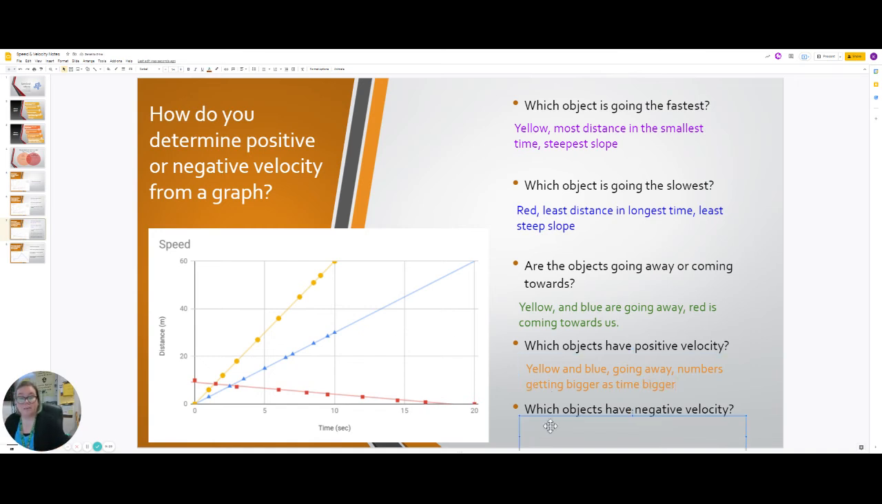And then which objects have a negative velocity? It's red because it is coming towards us. Okay? Or another way to say that, right, is that distance is getting smaller, the distance numbers, as time is getting bigger. Okay, so if that line's going up, it's going to be a positive, and if it's going down, it's going to be a negative.